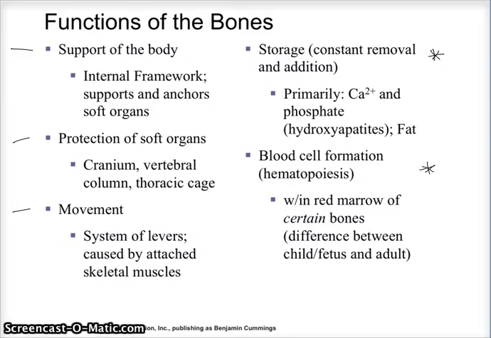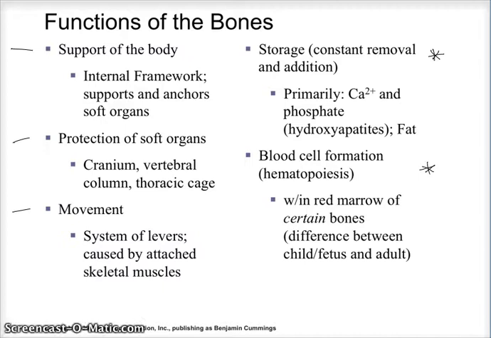Notice for support, internal framework, we support organs, anchor soft organs. If you go back and look at the picture of the cavity that shows you the parietal and visceral peritoneum, you can see how that cavity anchors and is held in place by how it attaches to the organs and the walls of different areas, especially the abdominal pelvic region. The same thing if you look within the thoracic region and look at how everything attaches to the area around the rib cage, the thoracic cage, etc.